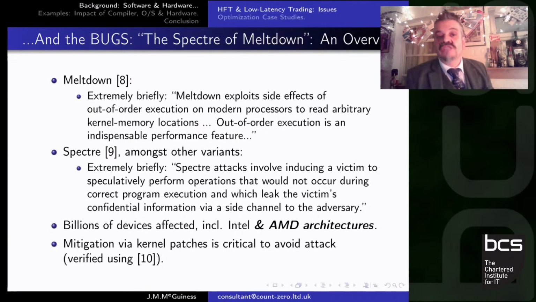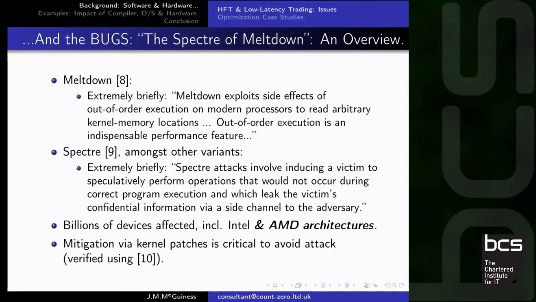I mentioned bugs, and we've heard of Spectre and Meltdown and the effects that these can have. The point is that with speculative execution you can leak data about what's occurring from one process to another process. Mitigations were produced, but these mitigations effectively turned off out-of-order execution. They turned your superscalar processor into a RISC processor. But that's only for the kernel context switches. Billions of devices were affected in Intel and AMD architectures, and the mitigation via kernel patches is critical to avoid these attacks. Now, these also, as I will explain, do impact and should impact the use of even systems that are co-located with exchanges.